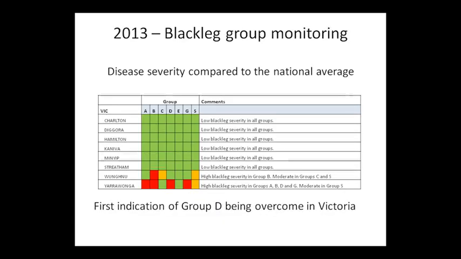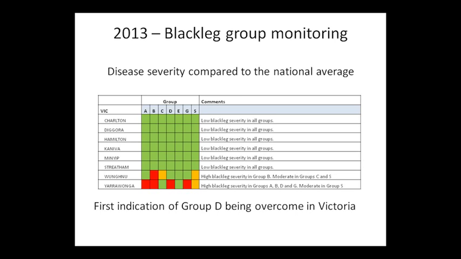So the blackleg monitoring last year, here's our, for each site, here's our different blackleg resistance groups which contain cultivars with different resistance genes. You can see in most sites in Victoria, compared to the national average, we had very low levels of disease, and disease really wasn't an issue. However, in the northeast of Victoria, we've got a couple of sites there which had quite significant levels of disease.